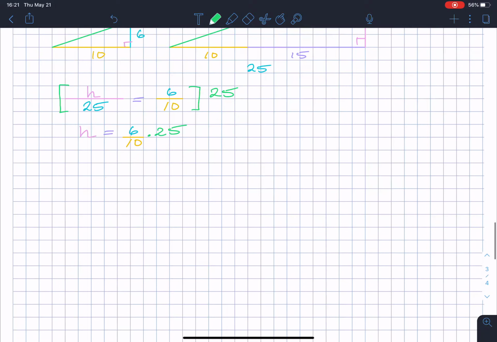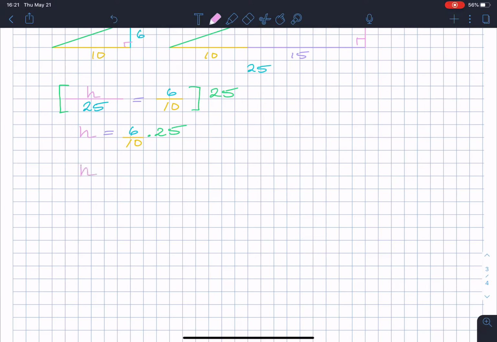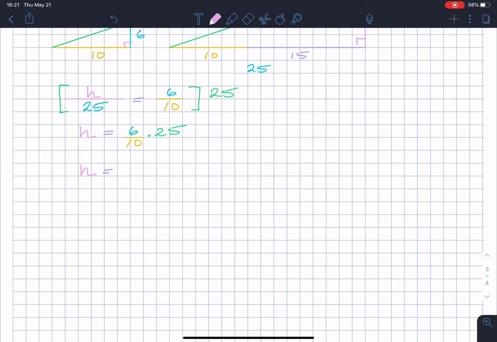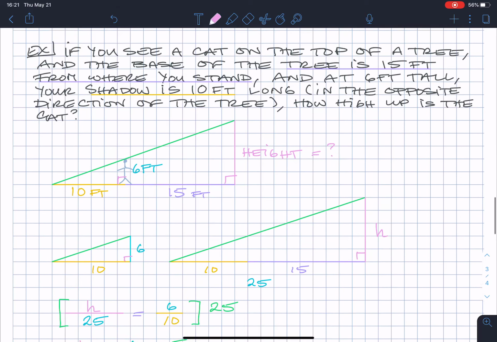Okay, so if you have 6 quarters, how much money do you have? Well, you've got $1.50, right? So that's 150 divided by 10. 150 divided by 10 is 15. So it turns out the height, h, is 15 feet. So that's how high up the kitty is.